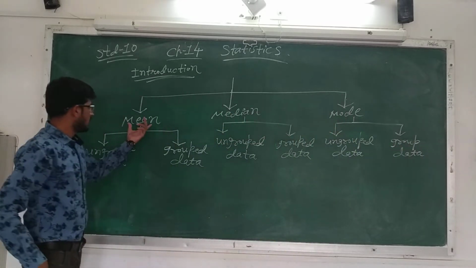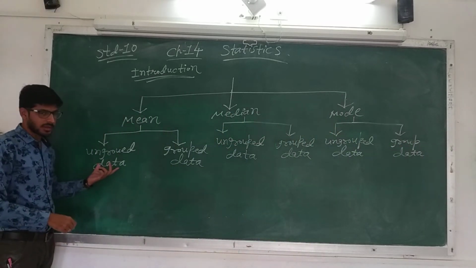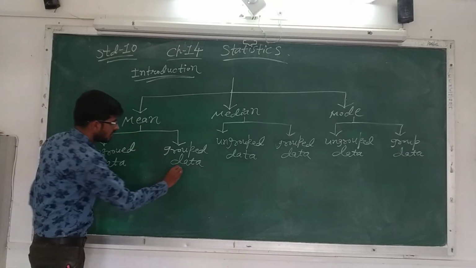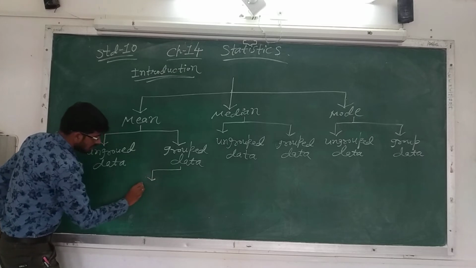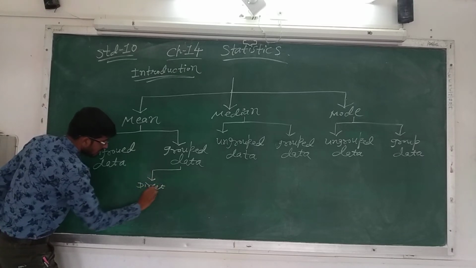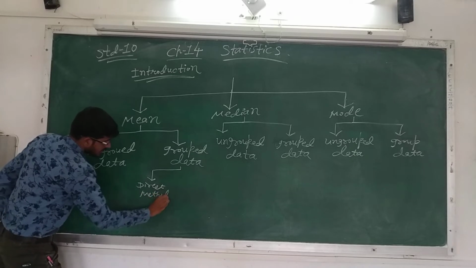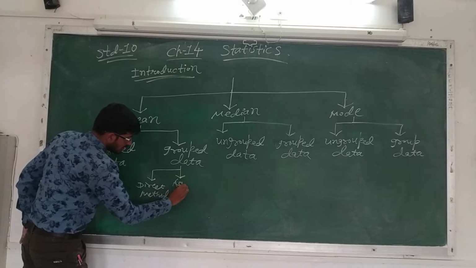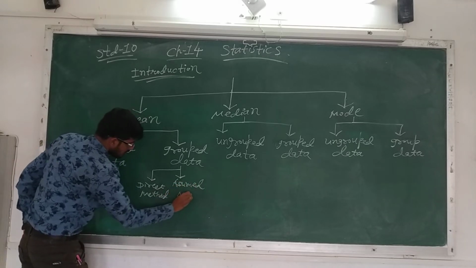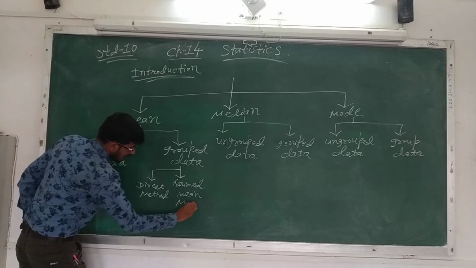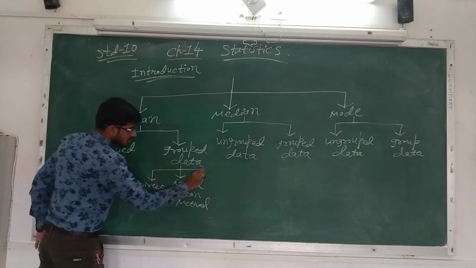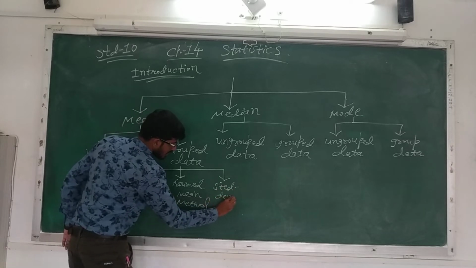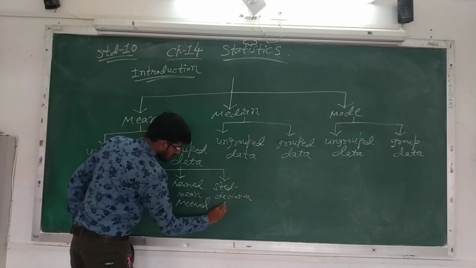Next, for mean, ungrouped data is only one type. Next, group data, there will be again three types of mean. First one is the direct method. Second is assumed mean method. And third one is step deviation method.